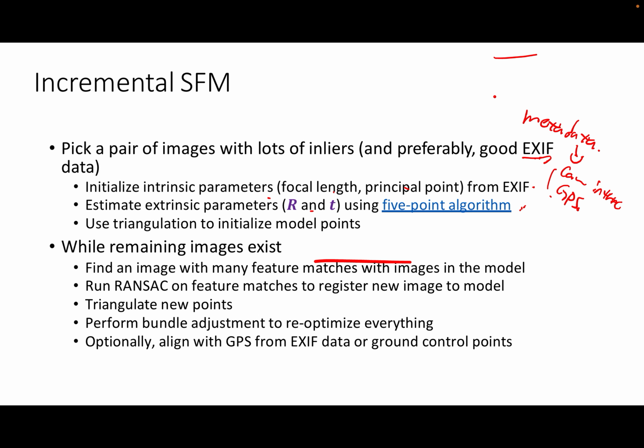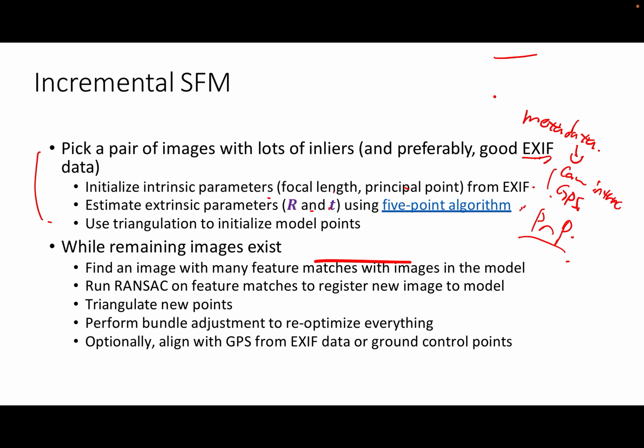But if we can use EXIF data, then we can use the camera intrinsic from it, and then we can just use the PnP model. We learned PnP, right? The PnP algorithm to get extrinsic. PnP assumes we have intrinsic, right? And that is the initial pair of incremental structure from motion.